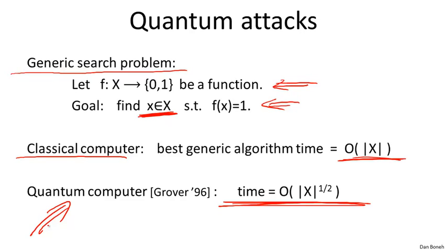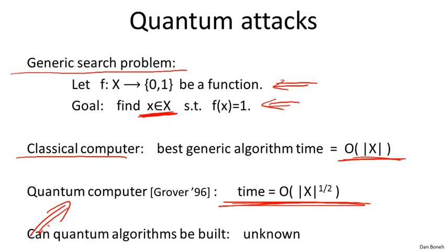Alright, so what does this have to do with breaking block ciphers? So far it's just a generic search problem. Well, actually I guess before I show you the application, I should mention that you might be wondering, can someone build a quantum computer? And this is still completely unknown. At this point, nobody really knows if we can build large enough quantum computers to actually take advantage of this beautiful algorithm due to Grover.